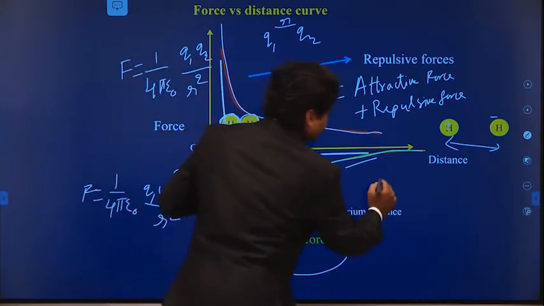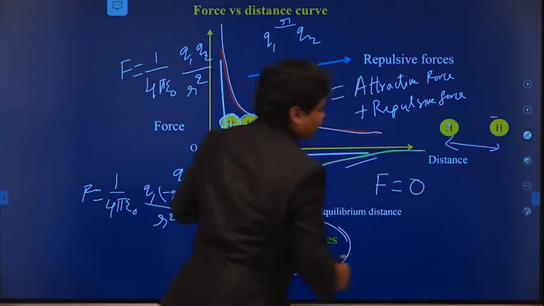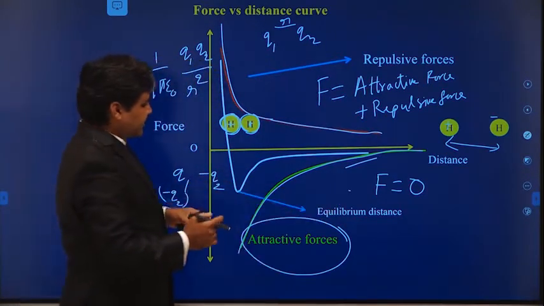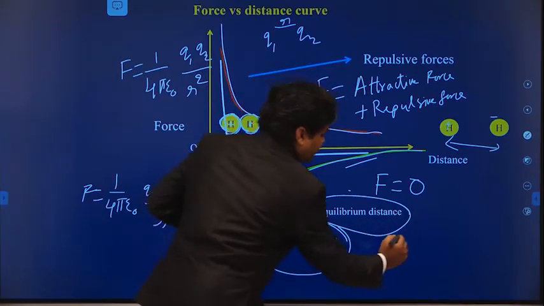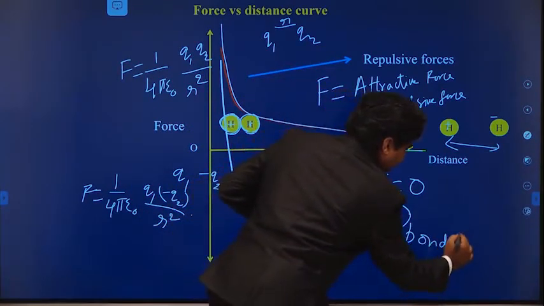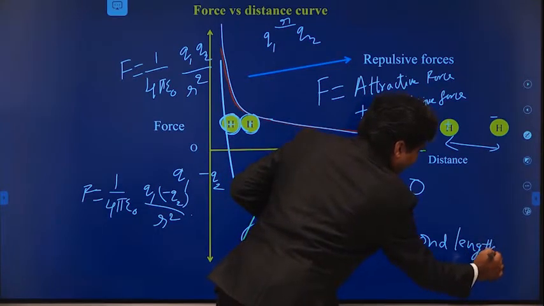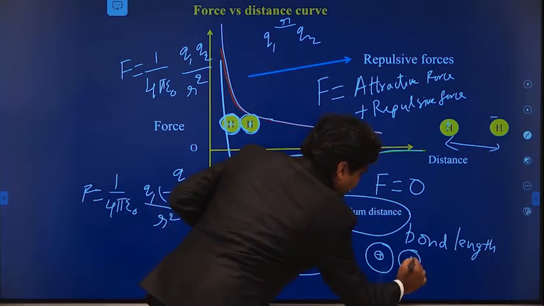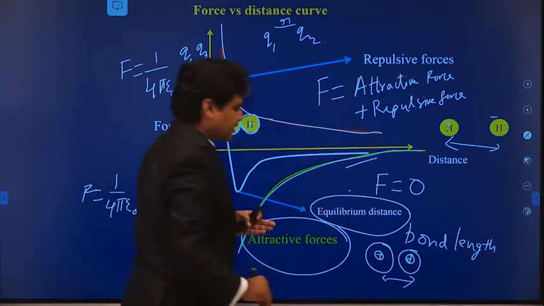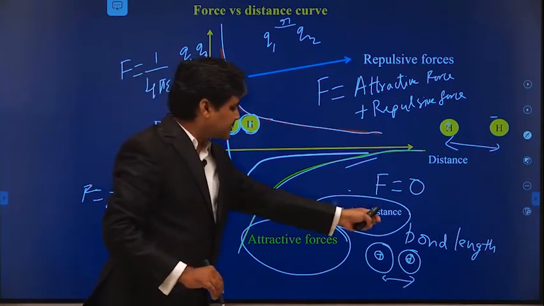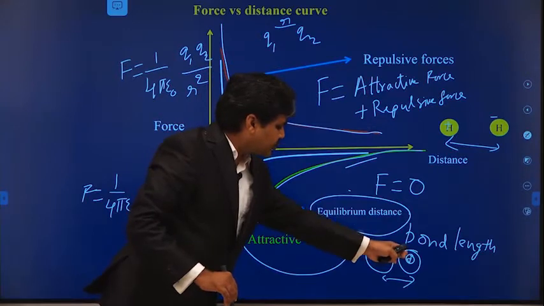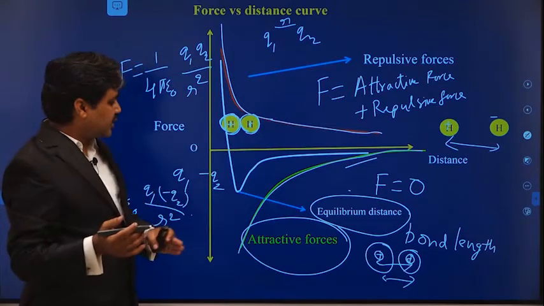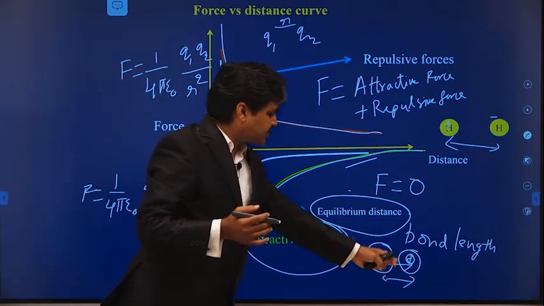At some point, the net force acting on the electrons will be equal to 0. That means the net force acting between the two atoms is equal to 0. So this distance is called the equilibrium distance, or we can say the bond length. If we have one atom here, the separation between the two positive charges is called the bond length, or you can say the interatomic distance. That means the separation between the two atoms is called the equilibrium distance or interatomic distance.